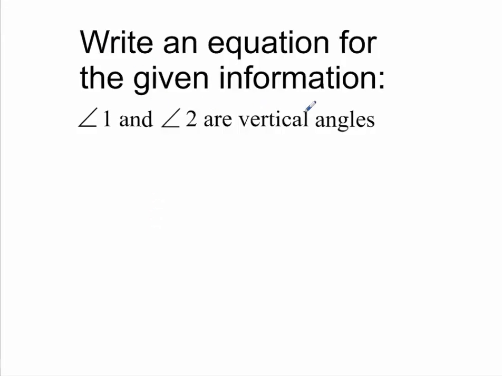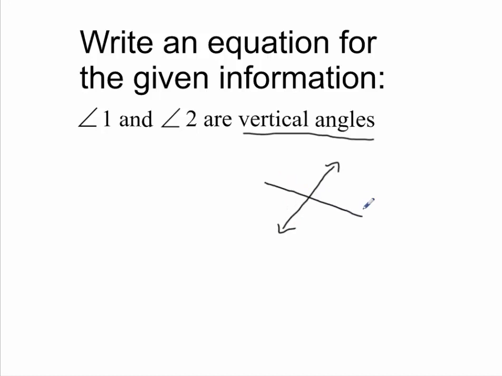Write an equation for the given information. Angle 1 and angle 2 are vertical angles. So we have to think, what are vertical angles? Well, vertical angles are formed when two lines intersect.